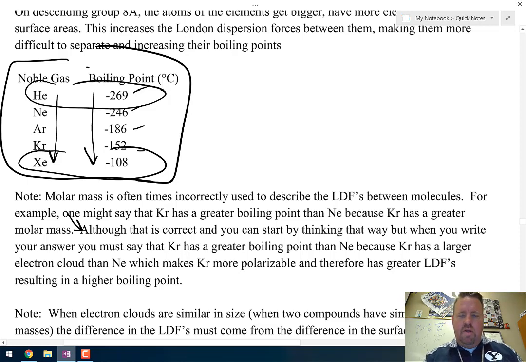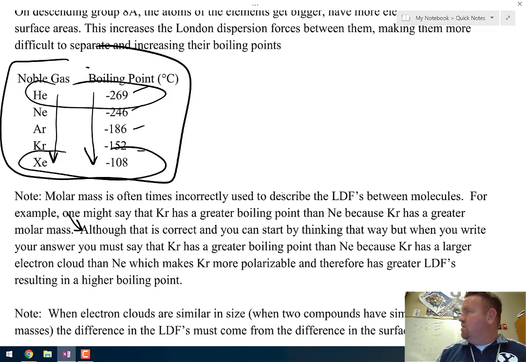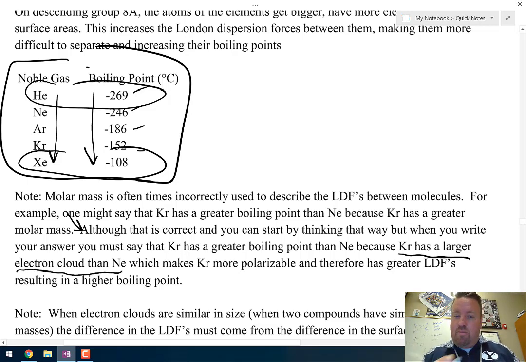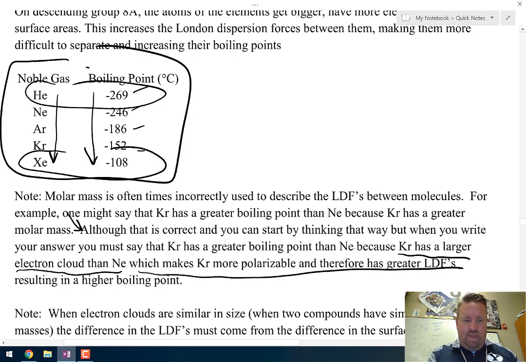So when we're talking about neon versus krypton, I look at the periodic table and I go, okay, krypton has a molar mass of 84, neon has a molar mass of just over 20, krypton has a greater molar mass. And I'm not going to say that at all on the test. I can look at the periodic table and go, okay, molar mass is greater, therefore it has a larger electron cloud, and that's the key, because krypton has a larger electron cloud than neon, which makes krypton more polarizable, and therefore has greater London dispersion forces, which results in a higher boiling point. That last sentence right there, that's the key. That's how you're going to explain it on the test.